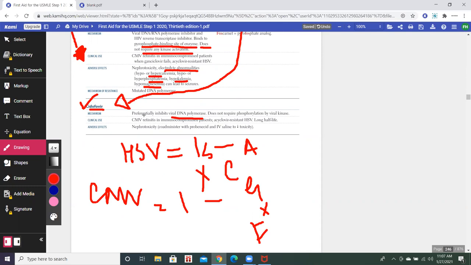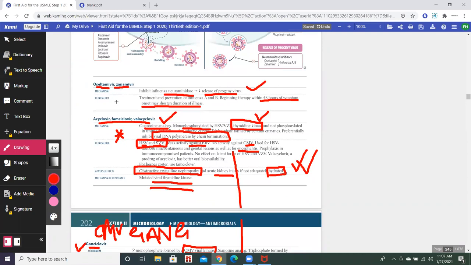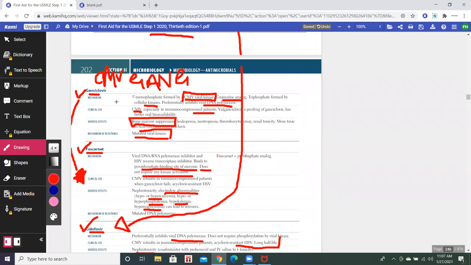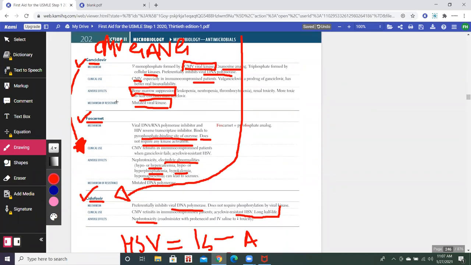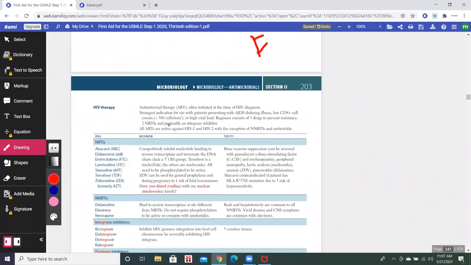Mechanism wise, it inhibits viral DNA polymerase. It does not require phosphorylation. Used for CMV retinitis and acyclovir-resistant herpes simplex. It has a very long half-life. Adverse effect wise, it can cause nephrotoxicity, so we have to administer it with probenecid and IV saline to prevent toxicity. Just try to remember that most of the antivirals are nephrotoxic, just as most of the anti-tubercular drugs are hepatotoxic. Are we clear about this, yes or no?